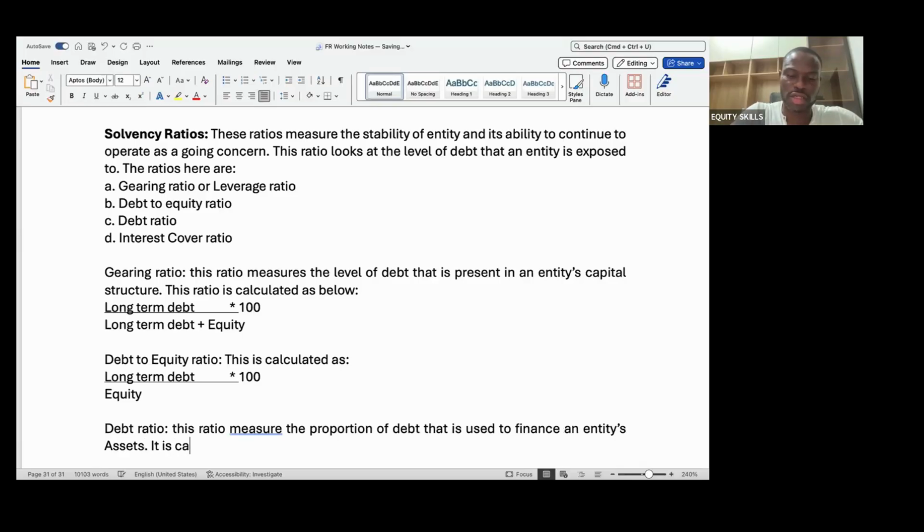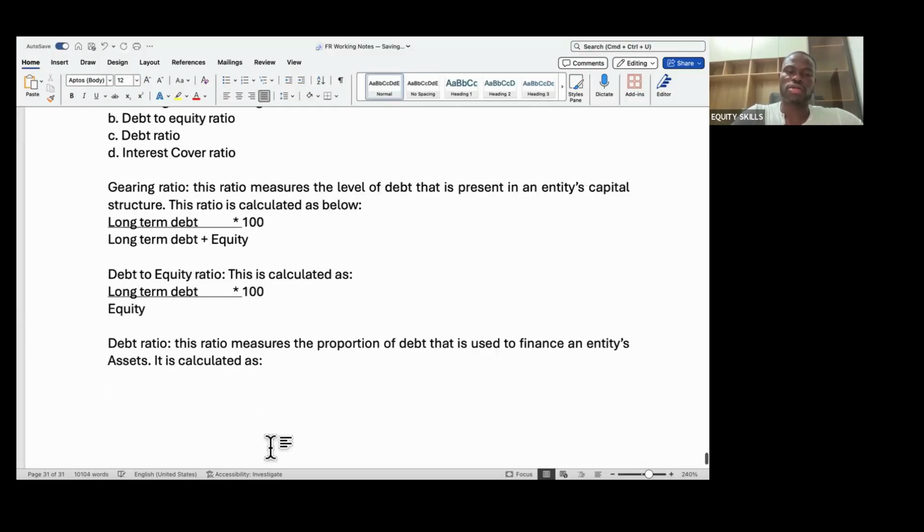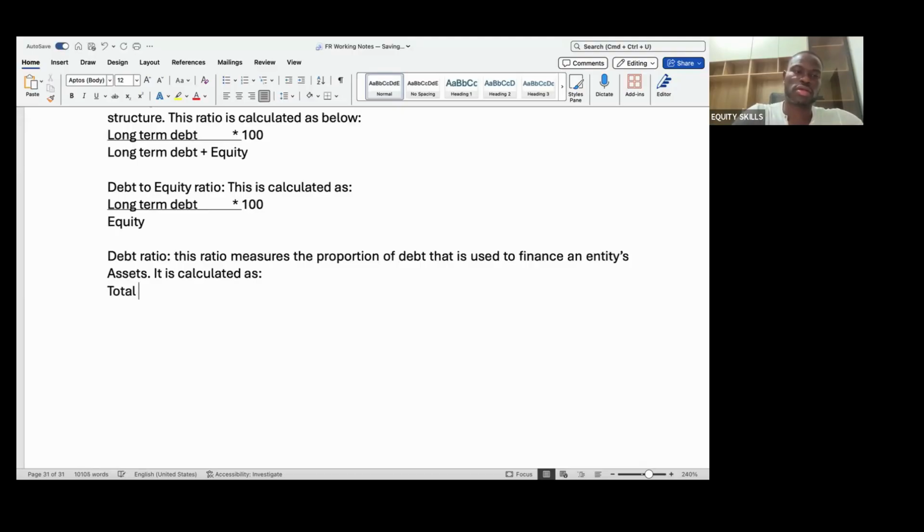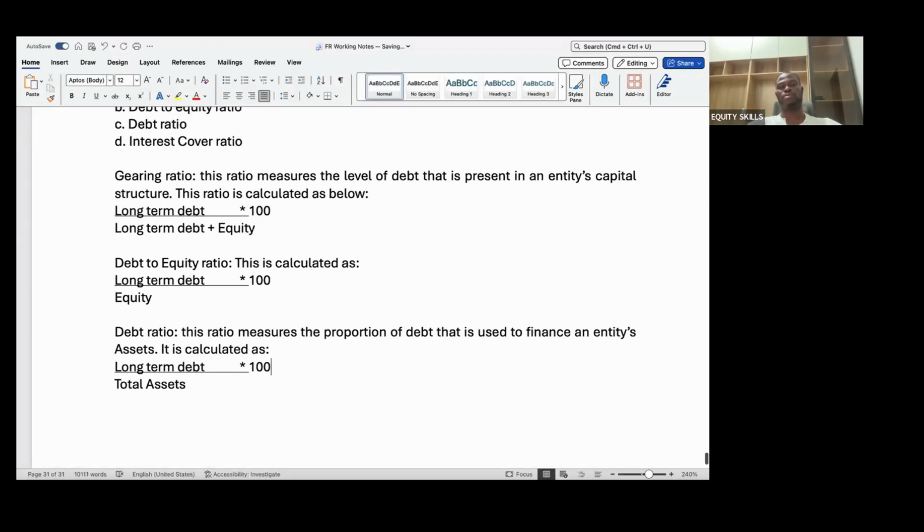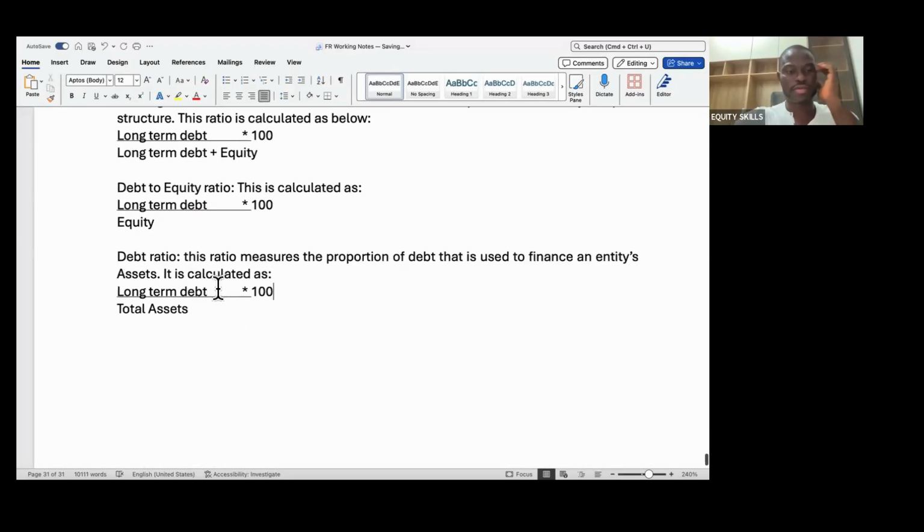It is calculated as below. Is total debt, majorly long-term debt, all upon total assets times 100. So this is how you compute it.